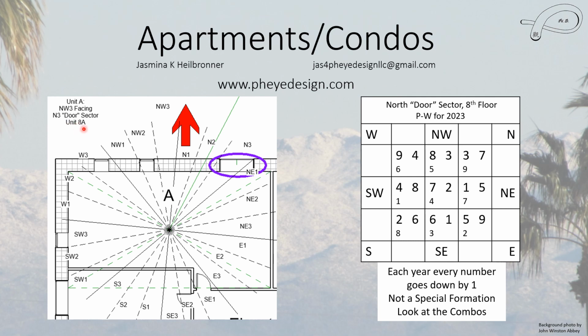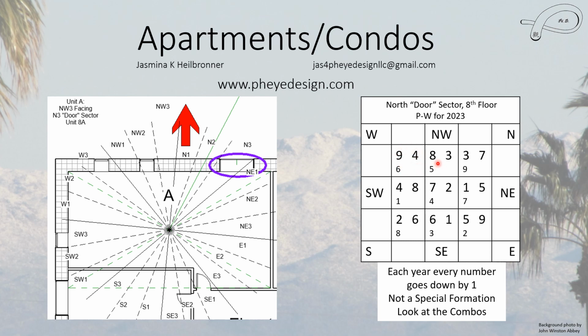Now this is the 8th floor. So I just thought I'd do a different one. It's northwest facing. And so this is the chart. Now this has no special formations. So if we look at the combo, it actually is quite interesting. We have the 9 and the 4, which is a HER2 combo of metal, and it's with a metal star. So this is not so bad.